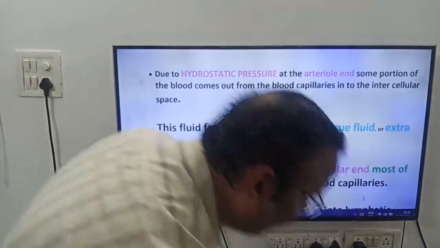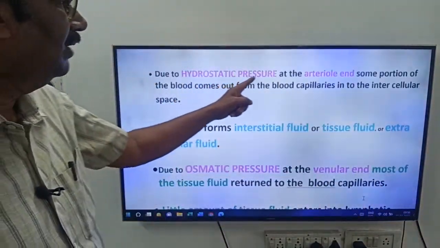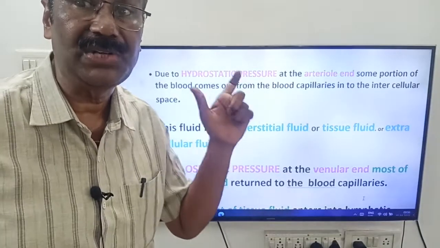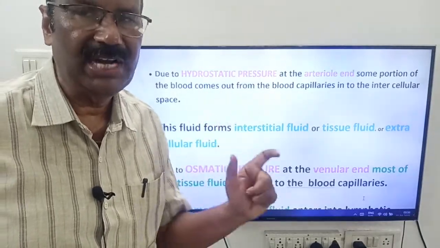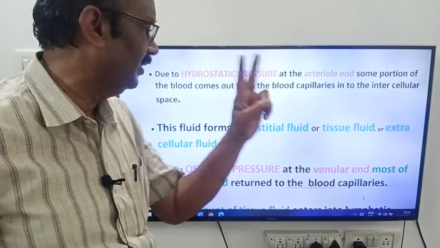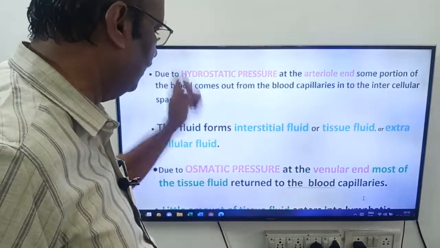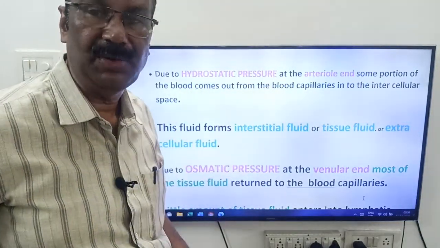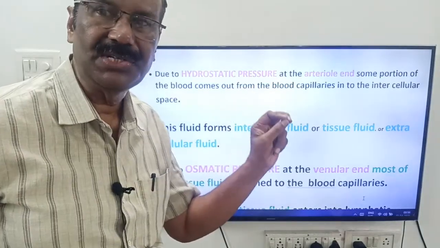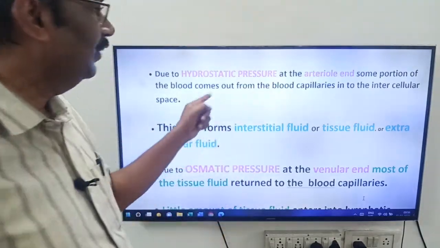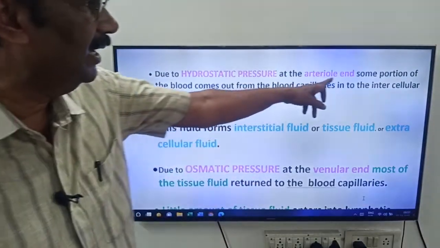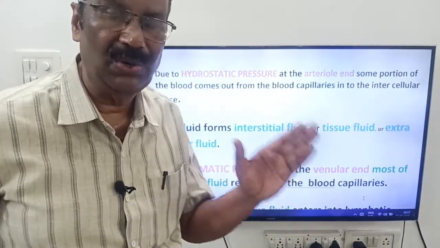Okay, friends. Next, this is very, very important, friends. This is a NEET question. Due to hydrostatic pressure, friends, very, very important. Here you have to remember two words. One is hydrostatic pressure and the other is osmotic pressure. This is a NEET, MSET question. Due to hydrostatic pressure at the arteriole end, friends, you know.